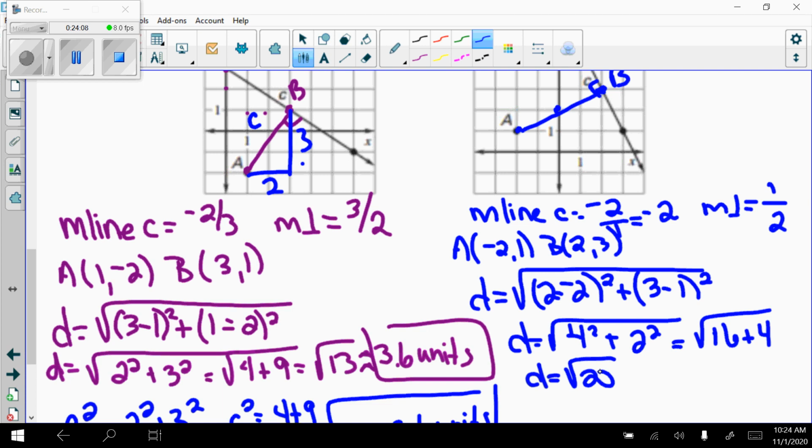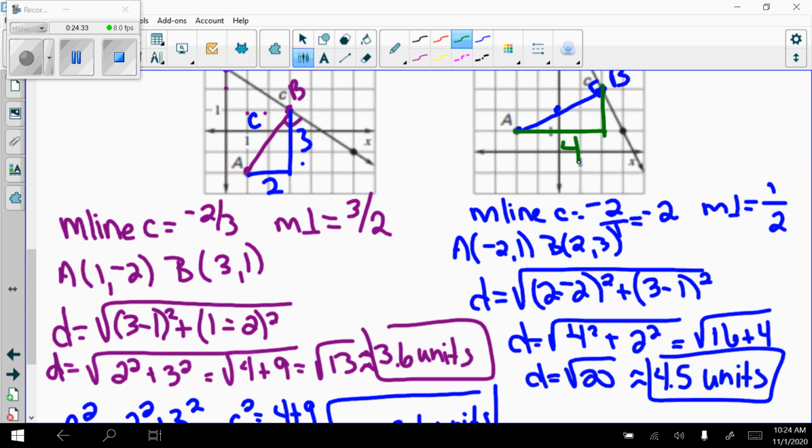Again, they asked for nearest tenth, so plug that into our calculator. So the square root of 20 is approximately 4.5. We found distance, so we need units. We can go back and do that by Pythagorean theorem as well. So if I go back and do Pythagorean theorem, again, drop my line down and over. So I have 1, 2, 3, 4 squares and 3 squares.